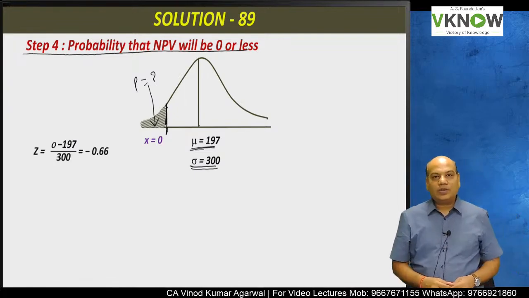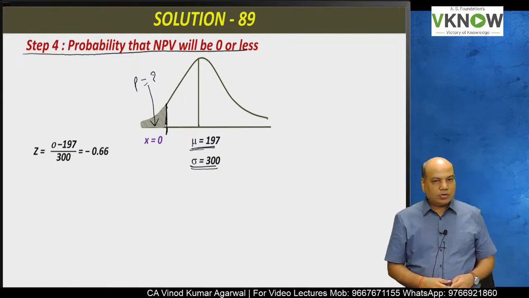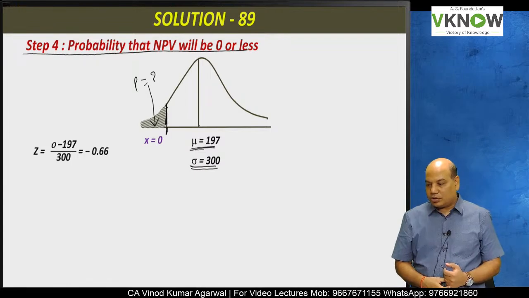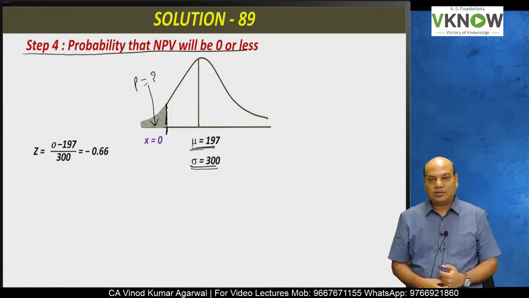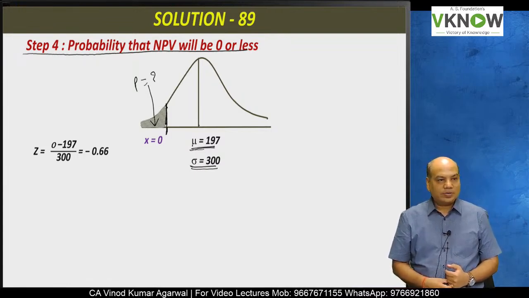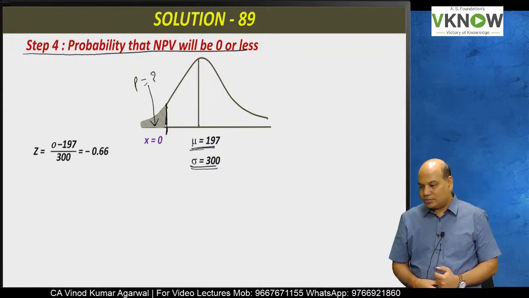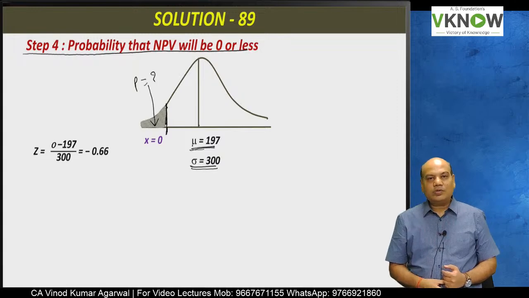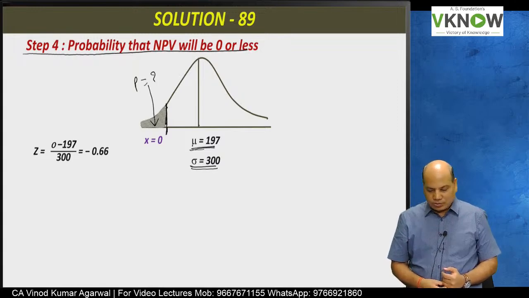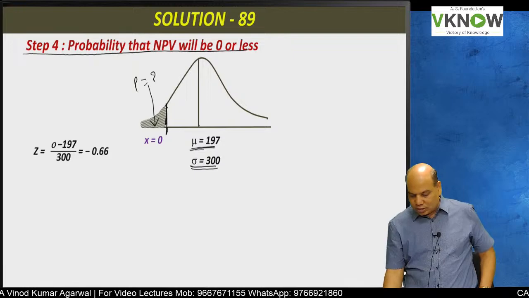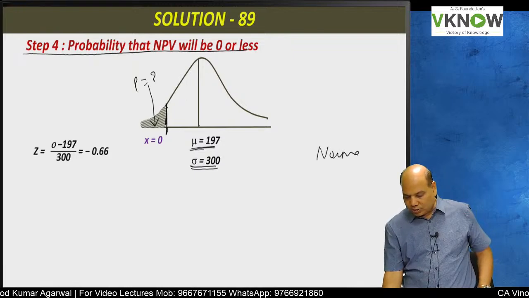Write down right below the graph. First I need to find Z value. Z is equal to 0 minus 197 divided by 300, equal to minus 0.66. Come to the normal distribution table.